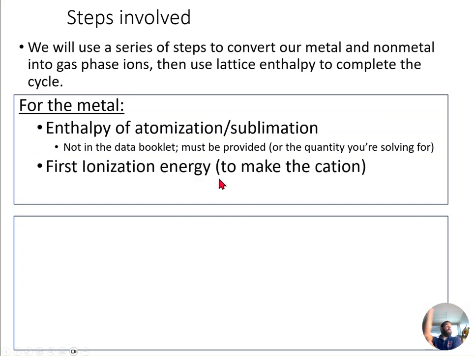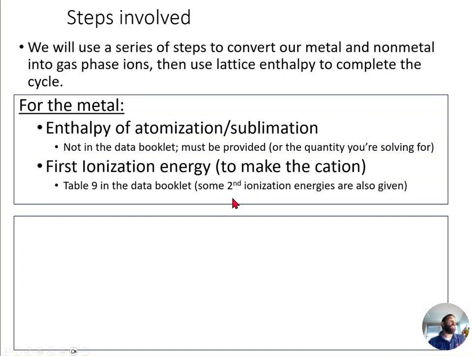The next thing we got to do is turn those gaseous metal atoms into gaseous metal ions, so we're going to use the first ionization energy. Now, if it's an ion with an oxidation state greater than 1, you'll need a second and or a third ionization energy as well. Some of those are given in the data booklet. If not, they will be given to you. All right, so that is all we got to do to turn our metal into a gaseous ion.